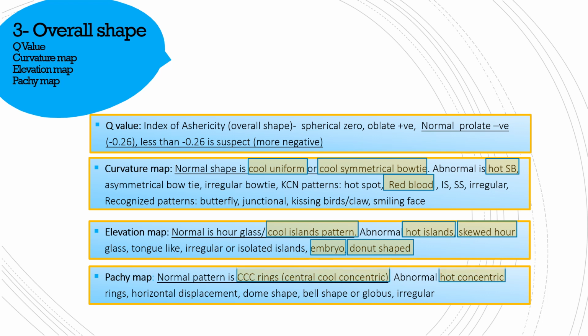These patterns which are highlighted, these are my own developed terms which I'm introducing to the corneal topography system, and they have not been used before. These are cool uniform shape, cool symmetrical bow tie, hot bow tie, red blood, cool islands, hot islands, embryo type, donut shaped, CCC, or central cool concentric rings, and hot concentric rings. These are all the new terms which I've introduced for the corneal topography.